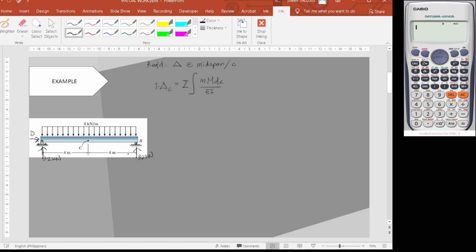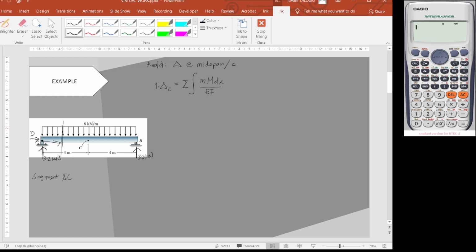Okay? And then after that, we need to solve for M. In this method, you can start anywhere. But for an easier solution, start from the left. If you're going to consider segment AC, okay, so consider that segment.